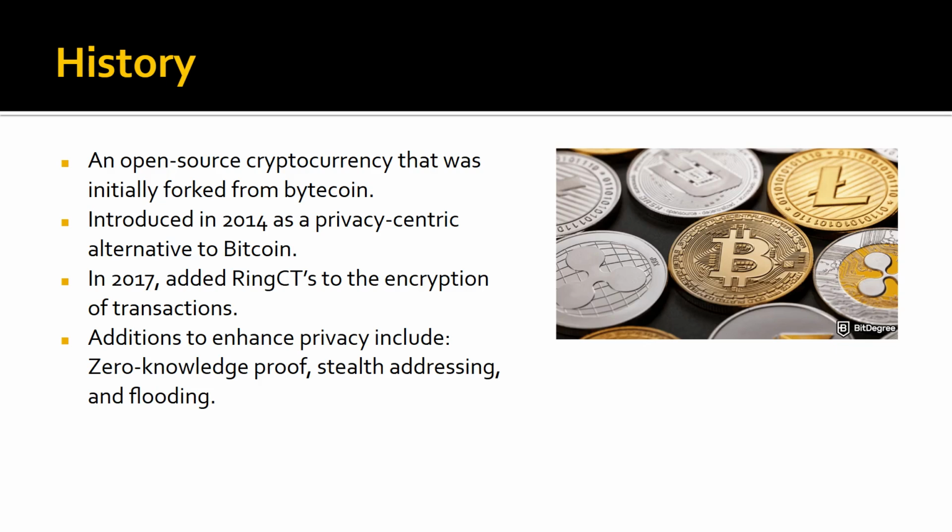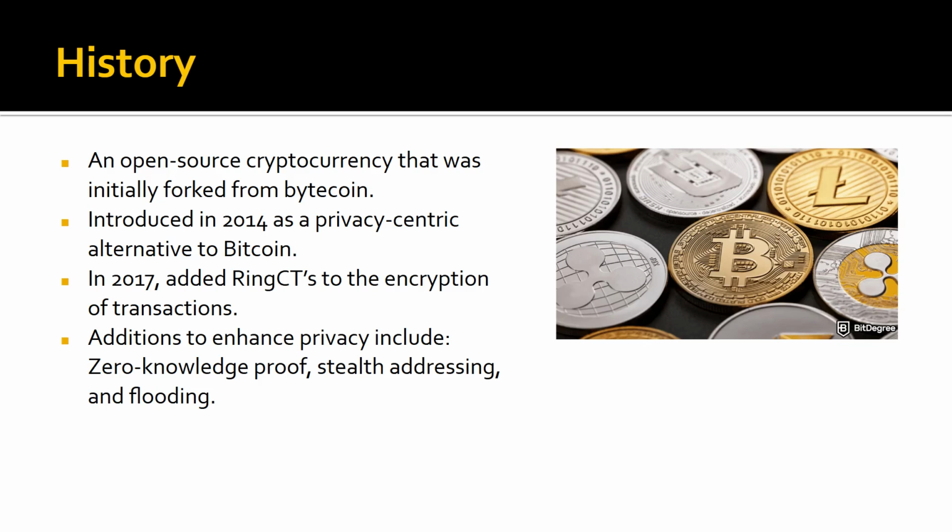Its creator, operating under the pseudonym of Nicholas van Saberhagen, described protecting the owner's identity as the most important aspect of a digital currency and cited Bitcoin's traceability as its critical flaw. Monero was forked from a Bitcoin derivative called BitMonero before becoming the currency that we see listed today.